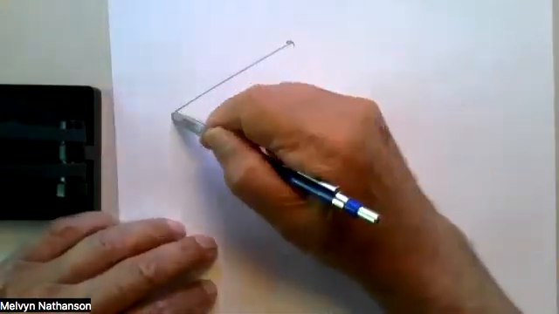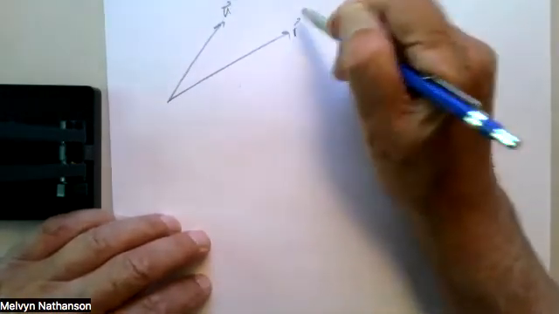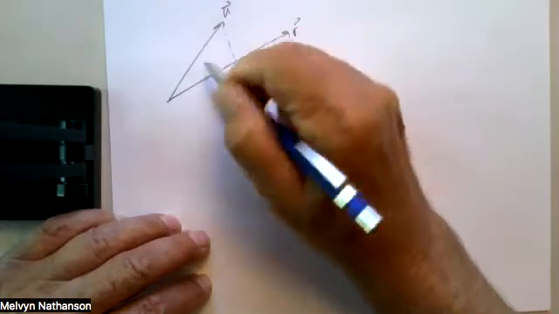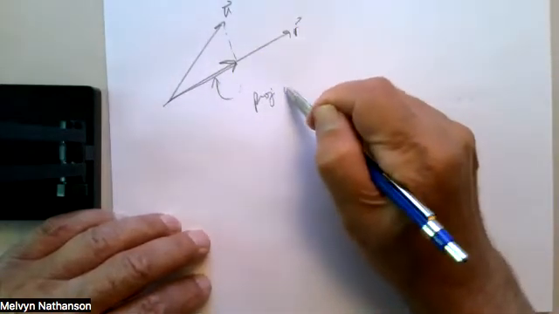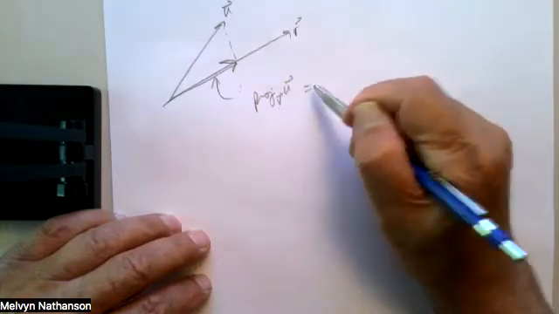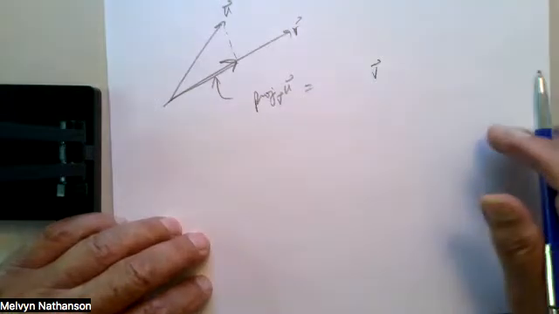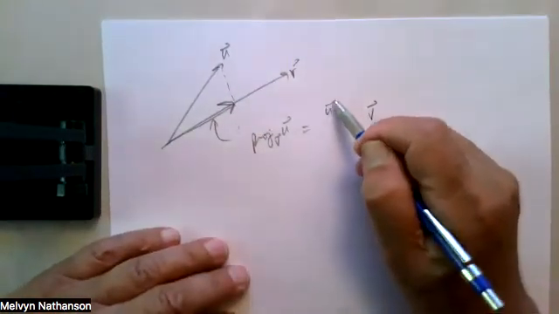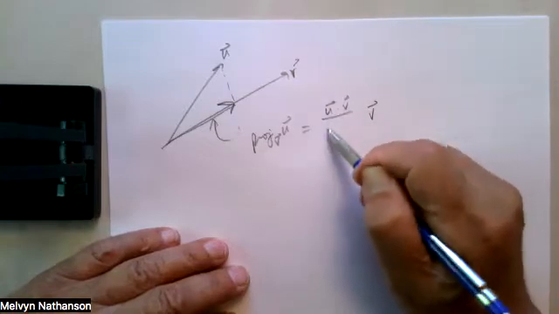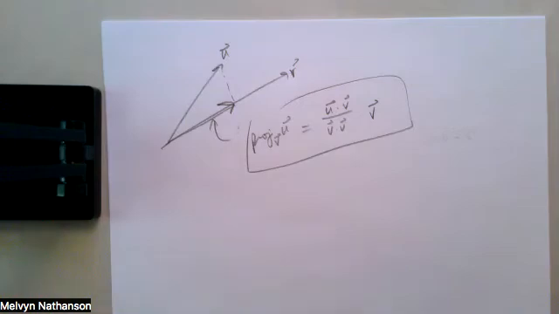So let me just write this down again. I have two vectors, u and v, and I have the projection of u in the direction of v. And this is the vector. It's in the direction of v, so it's going to be some scalar multiple of the vector v. And the coefficient is the dot product of u and v divided by the dot product of v with itself, which is the length of v squared.